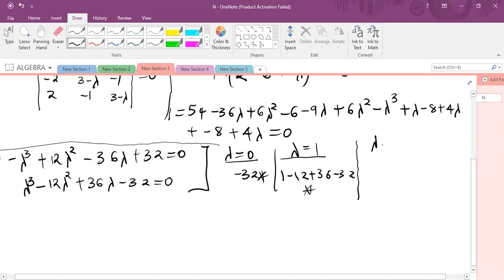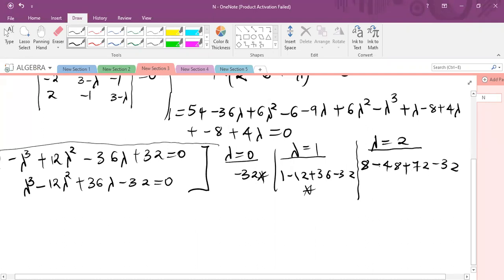Okay, let's try lambda is equal to 2. For lambda is equal to 2, let's replace. So 2 cubed, that will be 8 minus 12, 2 squared, that is 4. So 4 times 12, that is 48. And then plus 36 times 2, that is 72. Minus 32.